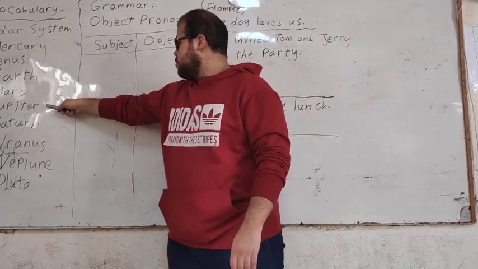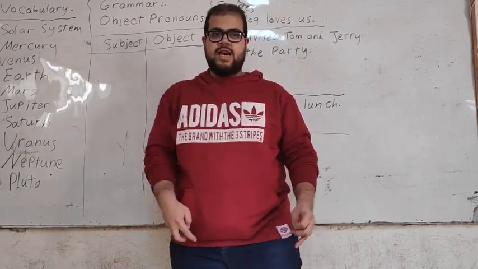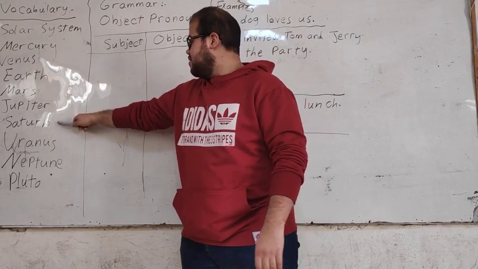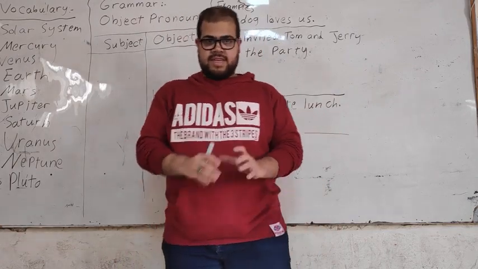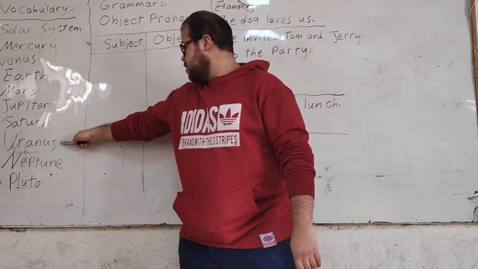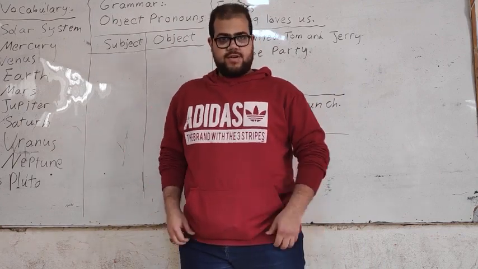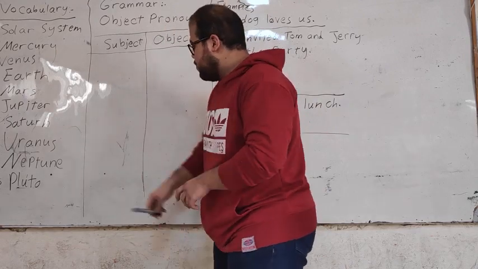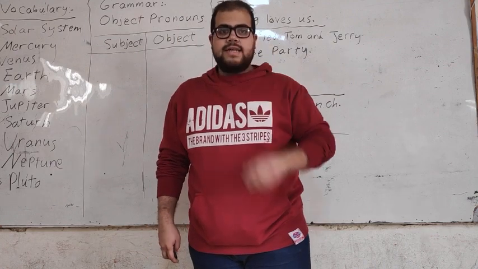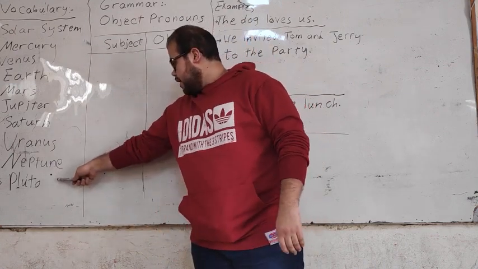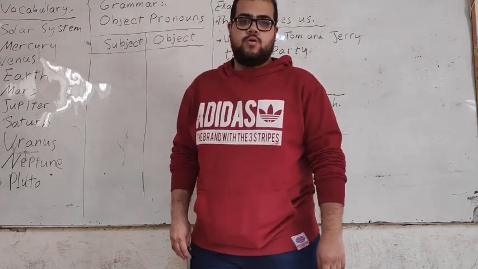Next to Mars is the biggest planet, Jupiter. It is named after the Roman god. And the planet after Jupiter, we call it Saturn, and it is second in size. Next is Uranus. And the planet after Uranus, the blue planet, is Neptune. And last but not least, the smallest planet, Pluto.